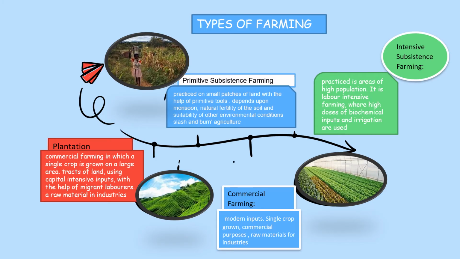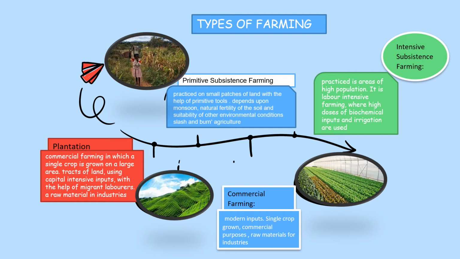Children, in the previous classes, you would have learned what farming is. And we also know that India is a land of agriculture and farming is one of the major occupations of most of the people in India. Keeping that in mind, now let's look into the different types of farming that are practiced in India.